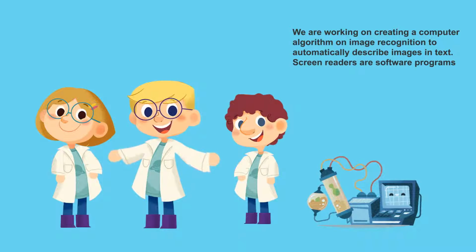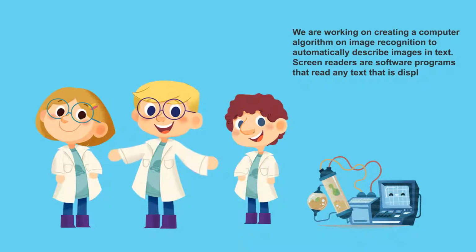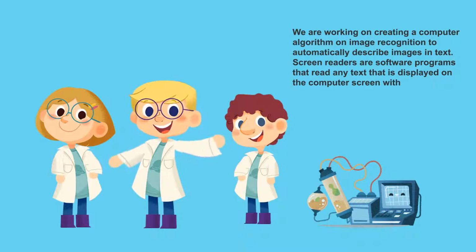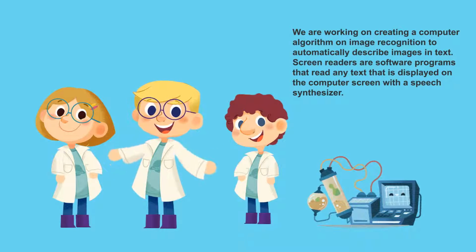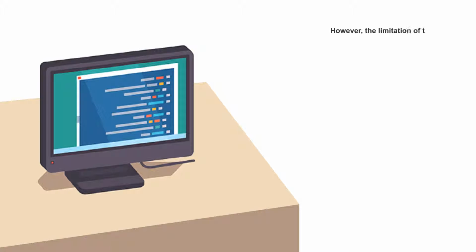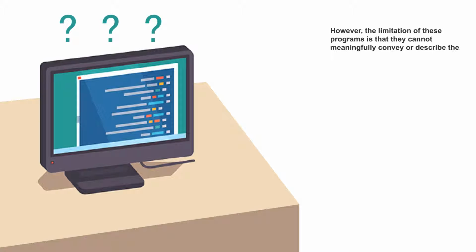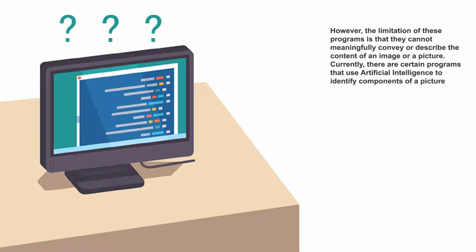Screen readers are software programs that read any text that is displayed on the computer screen with a speech synthesizer. However, the limitation of these programs is that they cannot meaningfully convey or describe the content of an image or a picture. Currently, there are certain programs that use artificial intelligence to identify components of a picture and use them to create alternative text for image content.